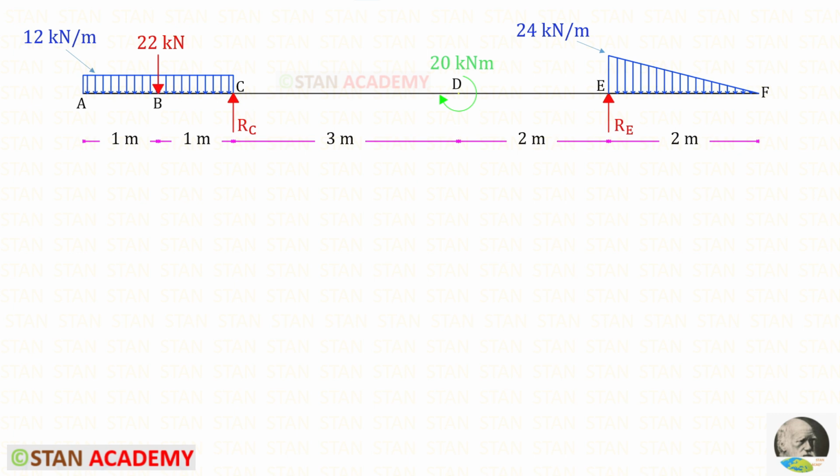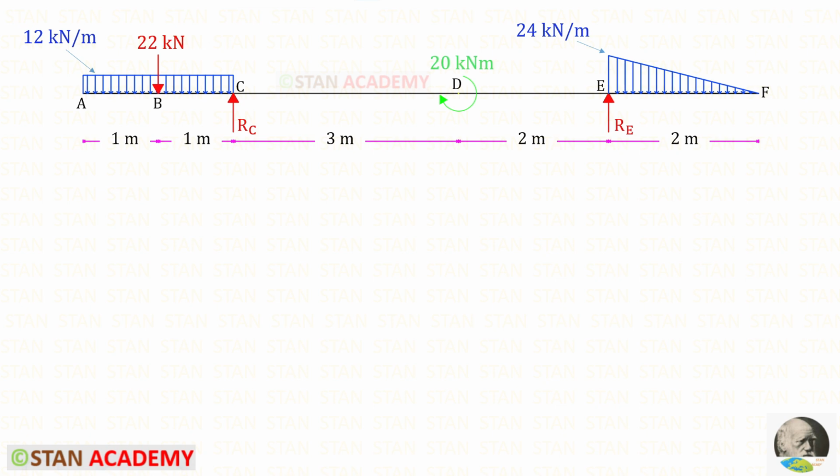Hello everyone, today we are going to analyze this overhanging beam. In this beam there are two overhangs. On the left side we have the overhang AC, which is 2 meters in length. There is a uniformly distributed load of 12 kN per meter, and in the middle of the overhang there is a point load of 22 kN.